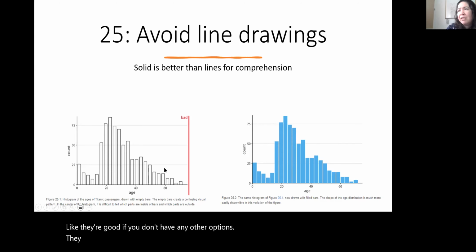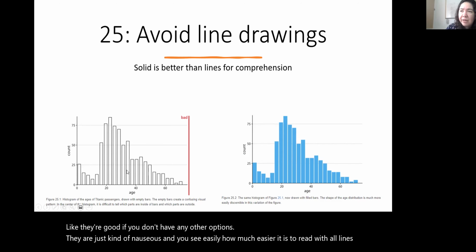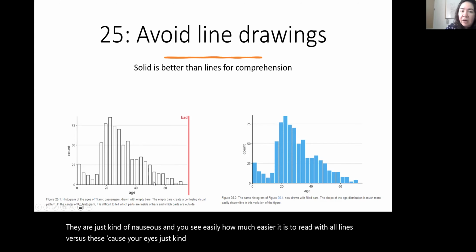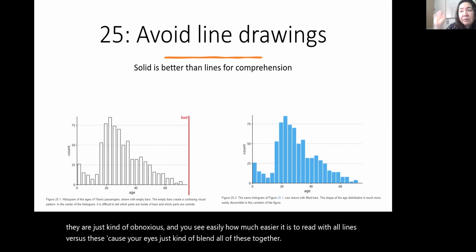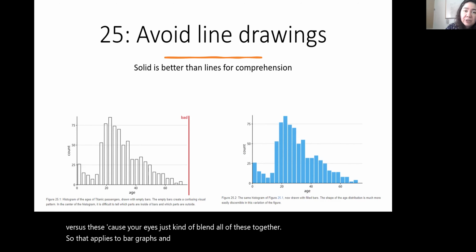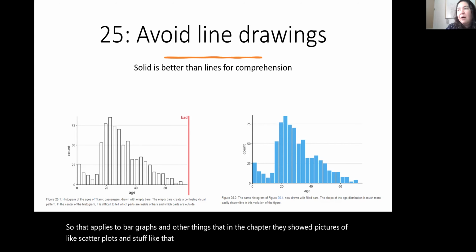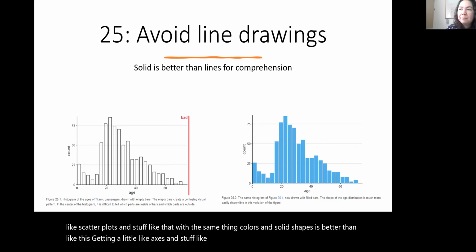And you see easily how much easier it is to read with solid lines versus these, because your eyes just kind of blend all of these together. So that applies to bar graphs and other things. In the chapter they showed pictures of scatter plots and stuff like that with the same thing. Colors and solid shapes are better than the skinny little X's and stuff like that when you can.